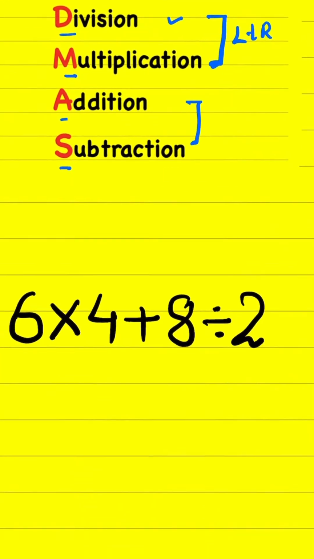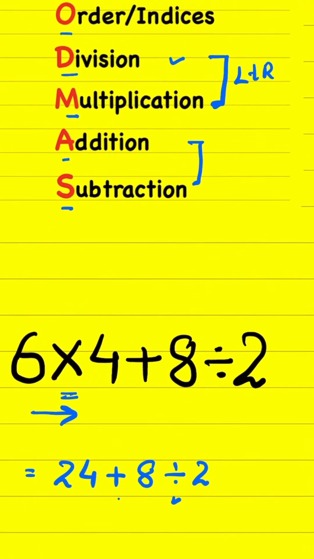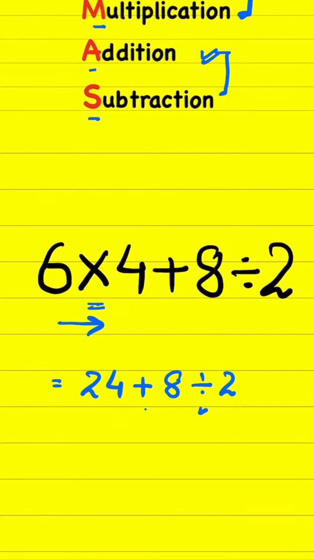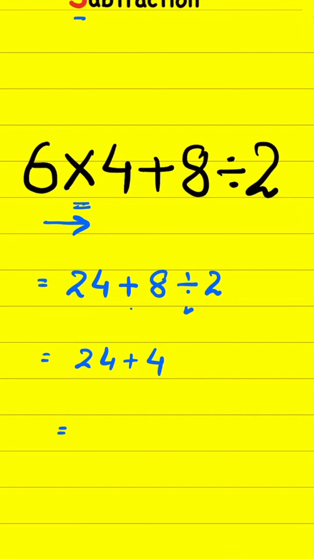Now let's solve this question based on PEMDAS. In this question, 6 times 4 plus 8 divided by 2. Before addition, there comes multiplication and division. Going from left to right, we have multiplication first. So we do 6 times 4, that is 24, then plus 8 divided by 2. Now before addition we have to do division, so 8 divided by 2 is 4. Now you add 24 plus 4, which is 28. This is how you do order of operations based on PEMDAS or BODMAS or BIDMAS.